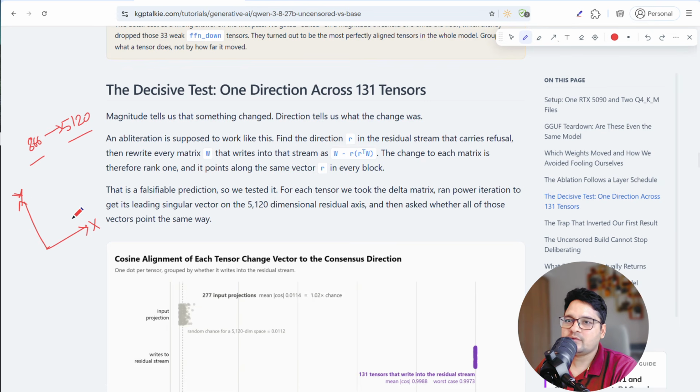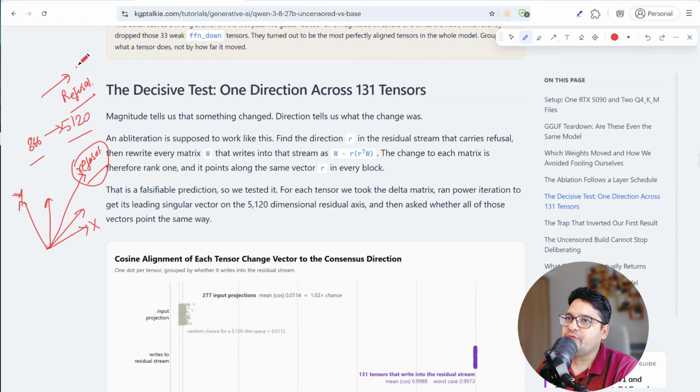So you have x and y, these are the two dimensions, and let's say you have some vector here. And you see that this is the vector dimension which is trying to do most of the refusal. So what you do in uncensoring is you actually remove this vector dimension from your vector. This direction which you are currently seeing here got removed. So out of 5120 dimensions, there was one dimension in which this refusal was there, and that dimension actually got removed.